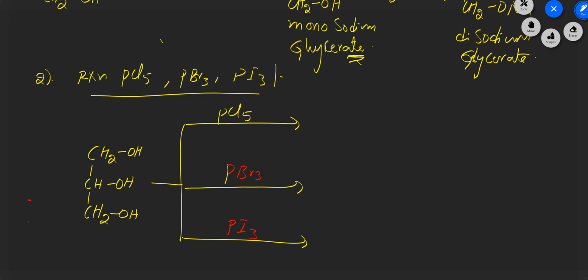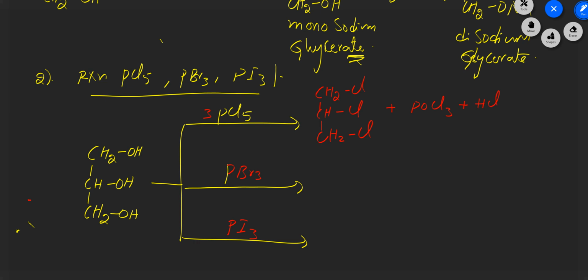What happens? The alcohol reacts with any one of the phosphorus halides, and alkyl halides are formed. With PCl5, this one is CH2Cl, CHCl, CH2Cl, plus POCl3 plus HCl is formed. Here three moles of phosphorus reagent are needed. You can write 3 moles.